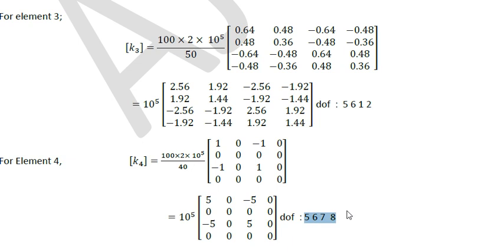Now stiffness matrix 1 is having degrees of freedom 1, 2, 3, 4. Stiffness matrix 2 is having 3, 4, 5, 6. Matrix 3 is having degrees of freedom 5, 6, 1, 2. Matrix 4 is having degrees of freedom 5, 6, 7, 8. So while adding, corresponding degrees of freedom elements should be added. Very highest care should be taken while adding.